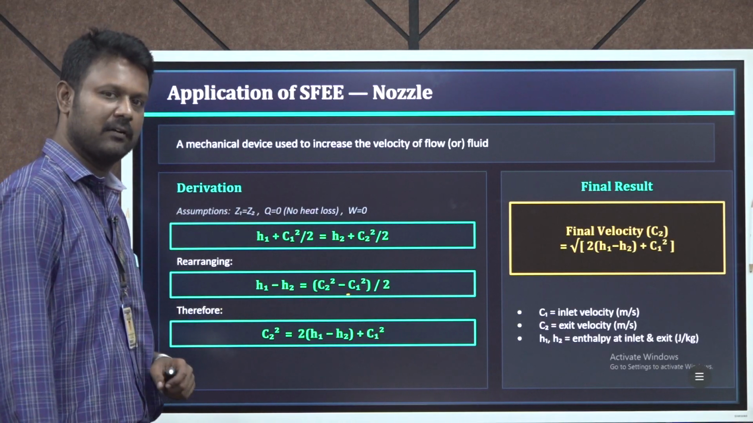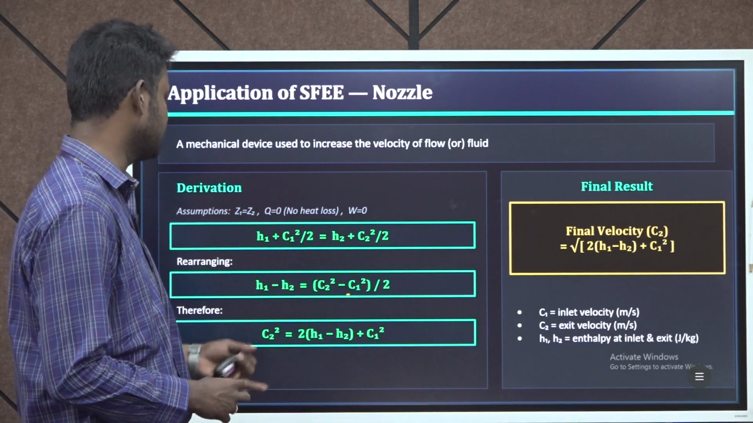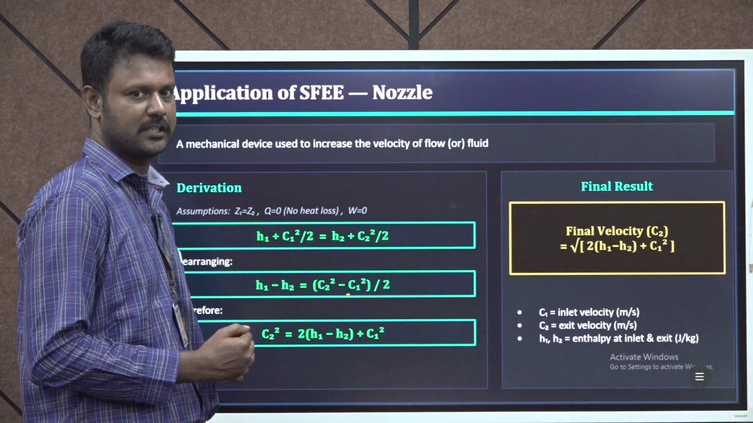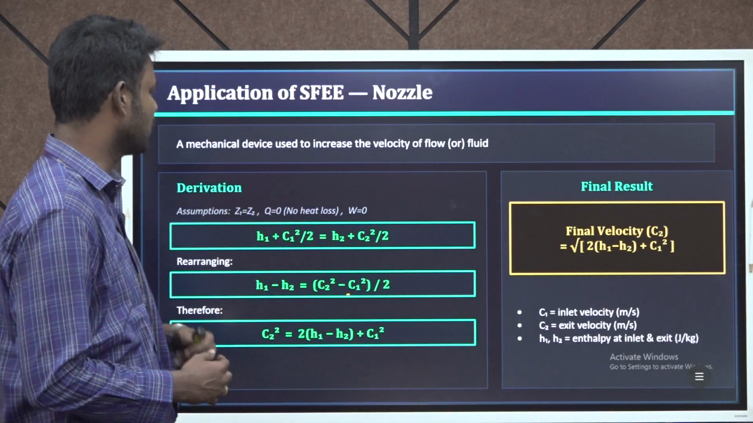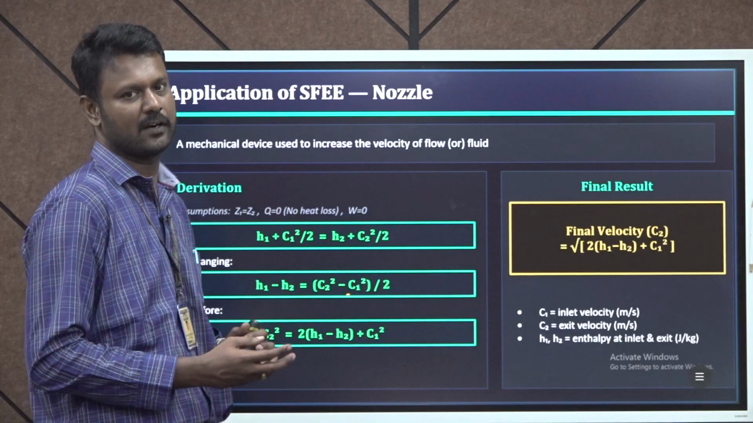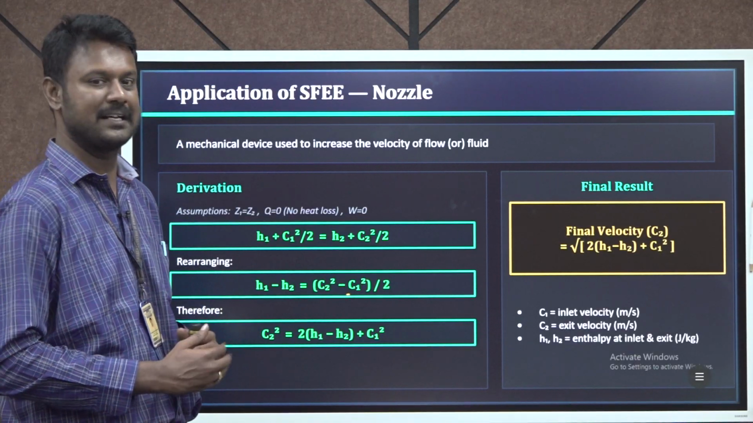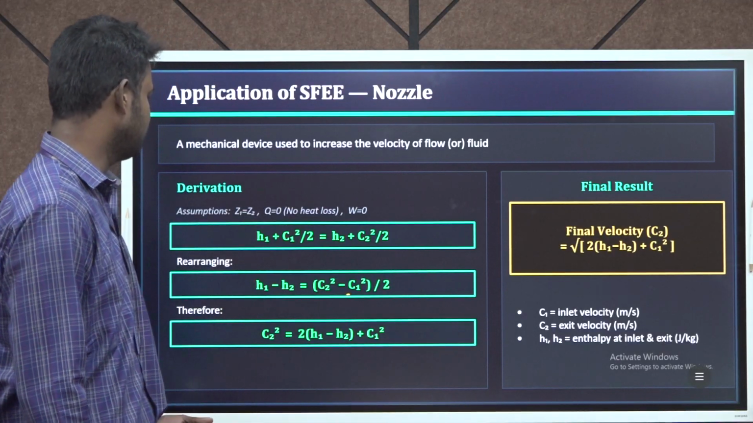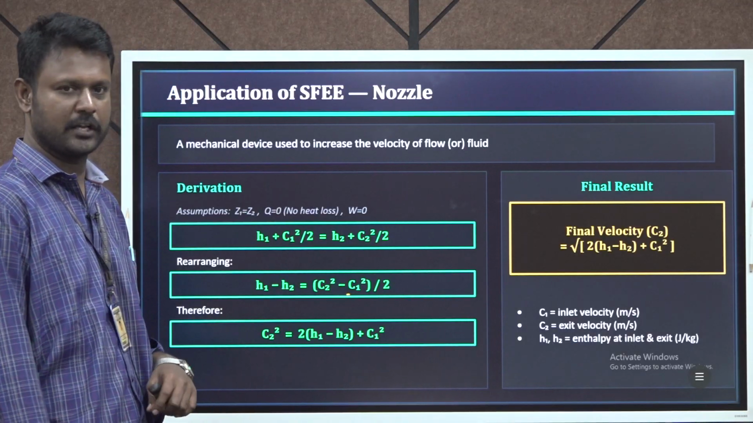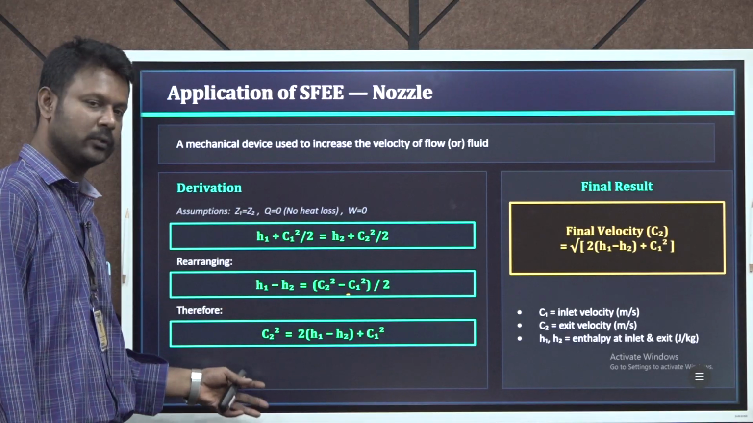And the fifth application is the nozzle. For a nozzle, we will be assuming there won't be any heat transfer or work transfer, but the velocity will be changing. A nozzle is a mechanical device which is used to increase or just change the velocity. In most cases we use a nozzle for an increase in velocity. So that formula will be H1 plus C1 square by 2 is equal to H2 plus C2 square by 2. We will be finding out C2, that is the outlet velocity.